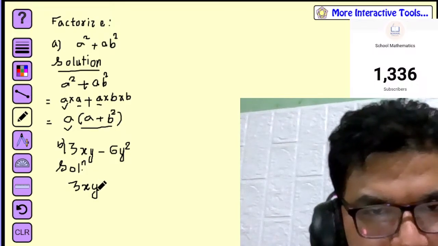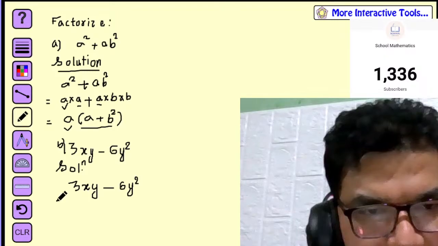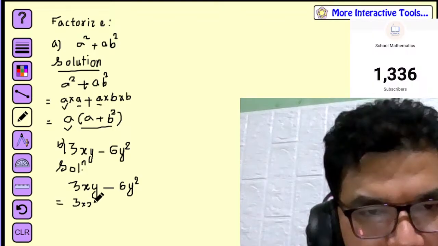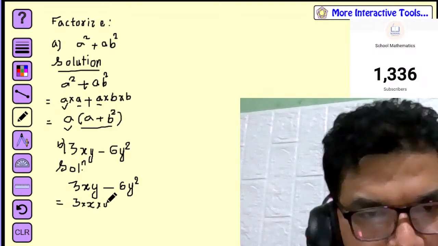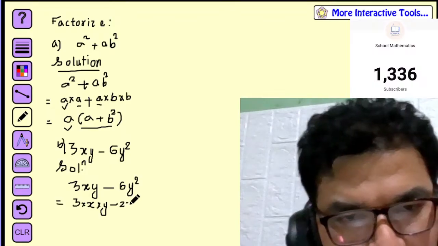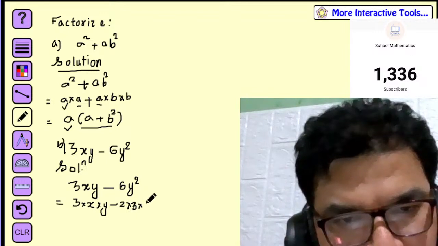3xy, okay, minus 6y square. And again, when you want to take common, first of all you should know the factors of each term. The first term has factors 3 into x into y. And similarly in the 6 there is 2 multiplied by 3, and y square means we know there is y into y.